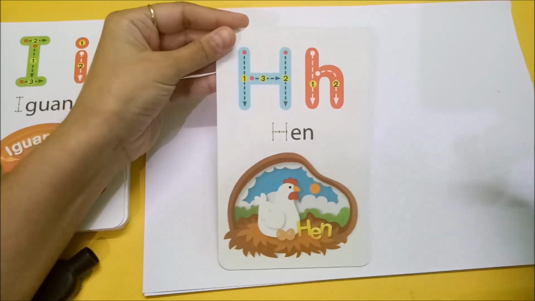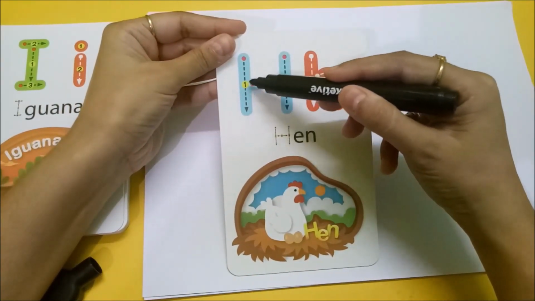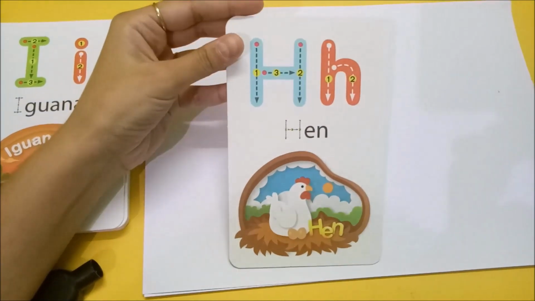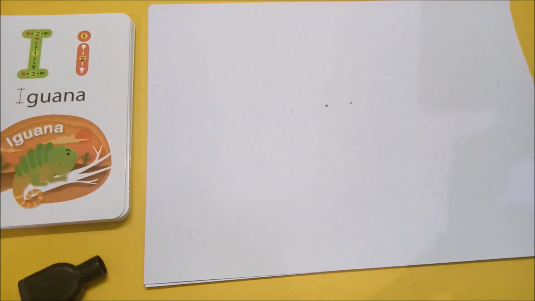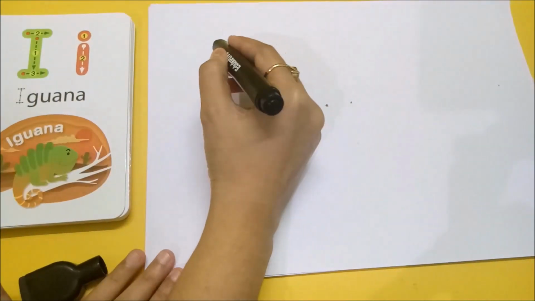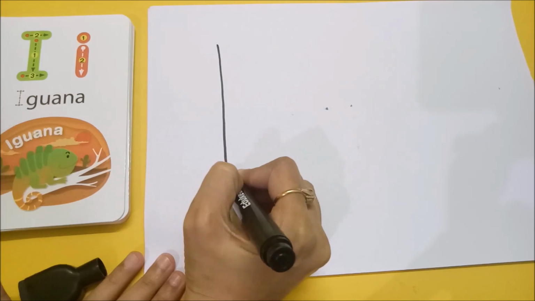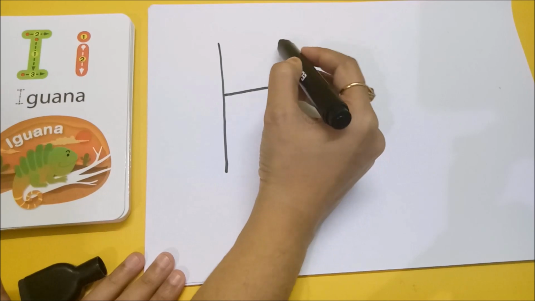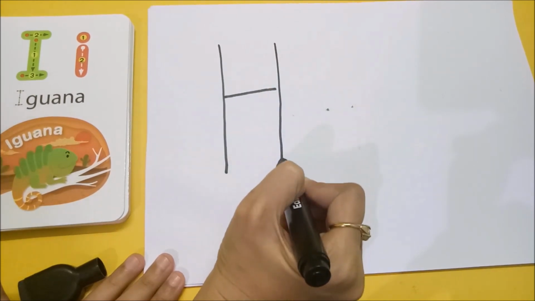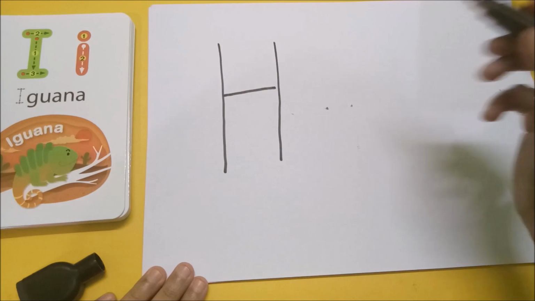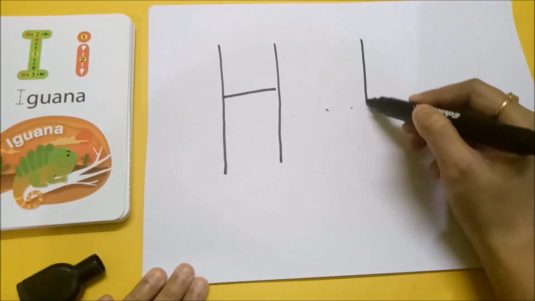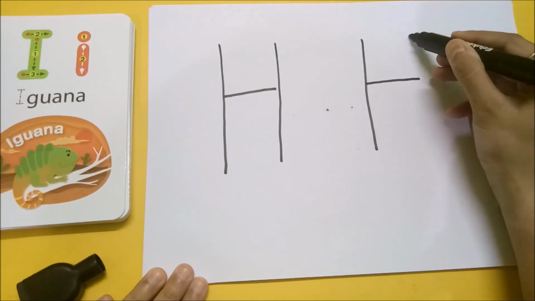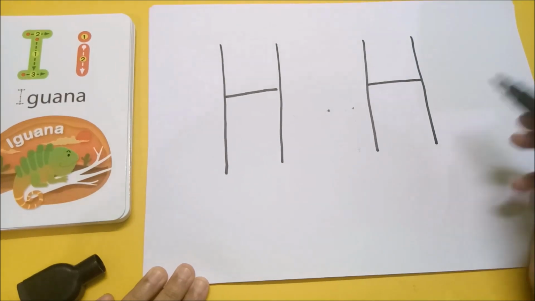Letter H. A standing line, a sleeping line, and a standing line makes letter H. Let's write H. A standing line, a sleeping line, and again a standing line makes H. Again a standing line, a sleeping line, and a standing line makes H.